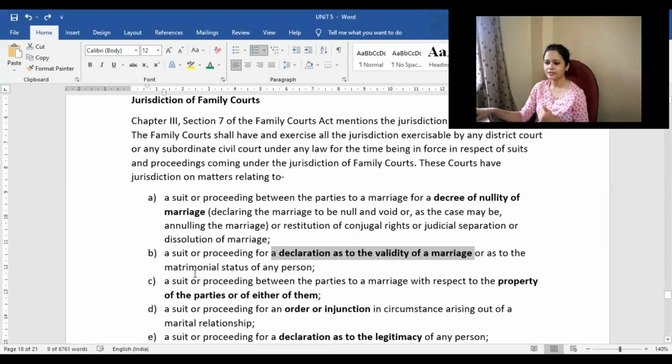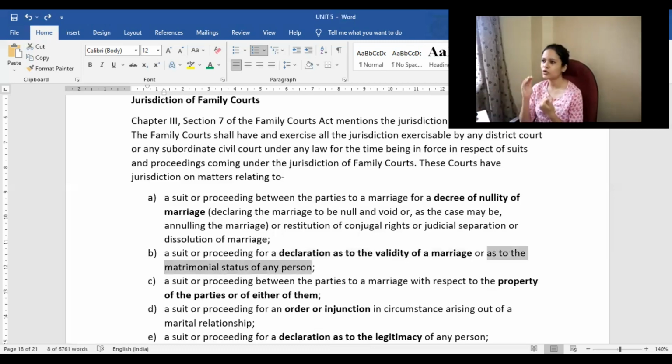Or as to the matrimonial status of any person, someone may not accept that, yes, this person is husband or wife of this other one, right? In such cases also, parties may approach the court for matrimonial status of any person. That court will recognize that, yes, you are husband or wife of so and so person based on this specific marriage, because this marriage is binding. So that also may be one of the matters that may be decided by family court.